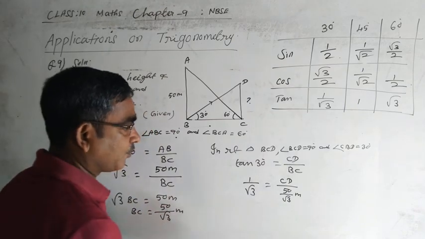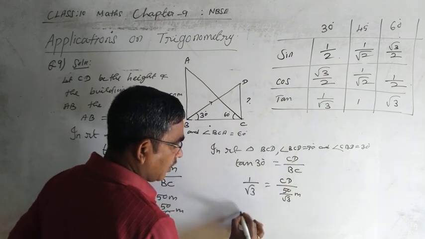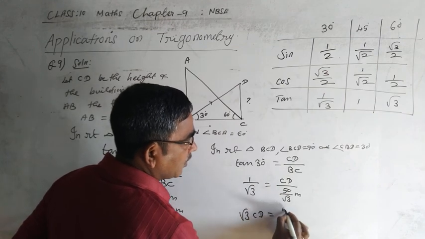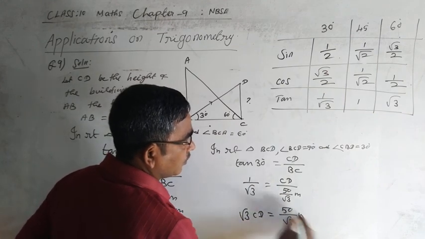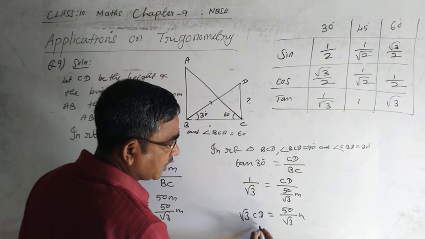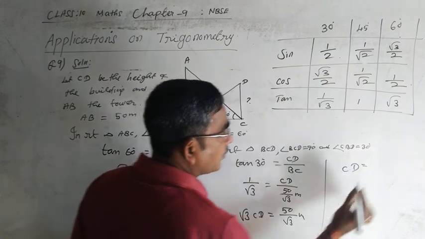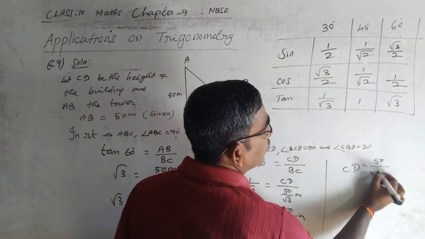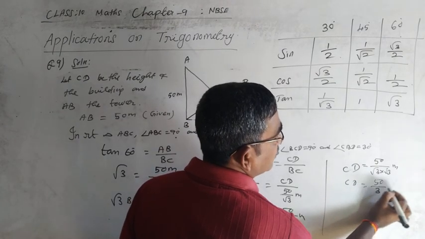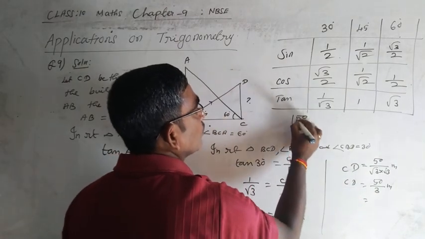Now cross multiply. Root 3 into CD is equal to 1 into 50 by root 3 meters. Now CD is equal to 50 by root 3 into root 3, which becomes 50 by 3 meters. So 50 divided by 3.